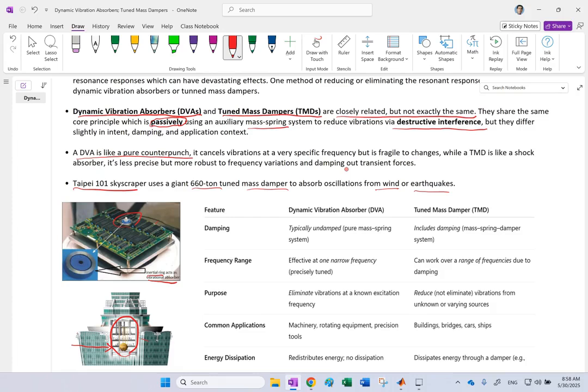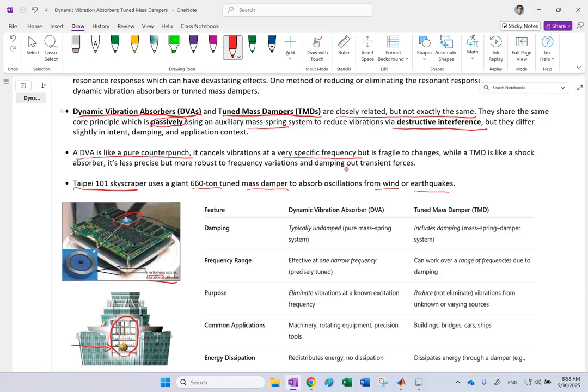If you want to look at it in simple explanation, the dynamic vibration absorbers are like a counterpunch, right? So you hit an object on one side with a punch, on the other side you hit it with a counterpunch, and hopefully if your counterpunch is strong enough to cancel the original punch, then that object is not going to move. The important thing about it, it works for a specific frequency.